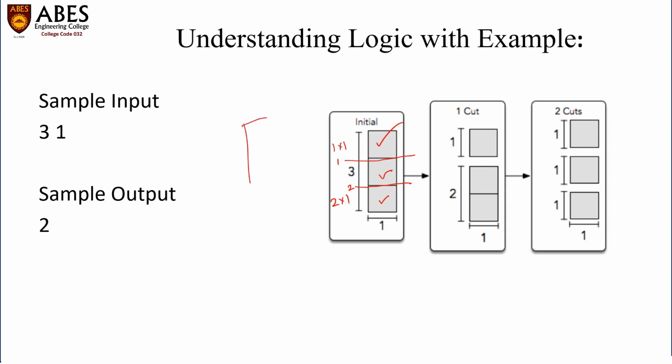The other approach may be, let me do the first cut from here. If I do the first cut from here, at the bottom side I get a 1 cross 1 square. On the above I remain with a 2 cross 1 paper. If I cut again here, then I get two pieces of paper of 1 cross 1 size. So the target is achieved in two cuts. Either we follow this rule or we follow this rule, we are getting 1 cross 1 pieces in 2 cuts.